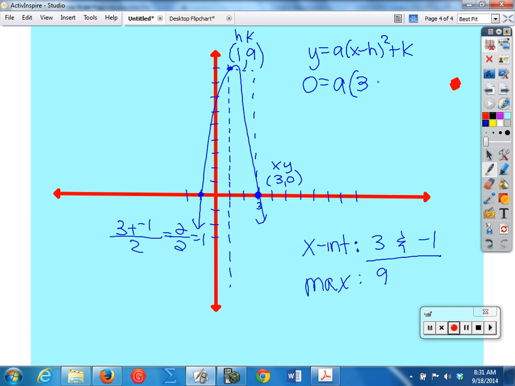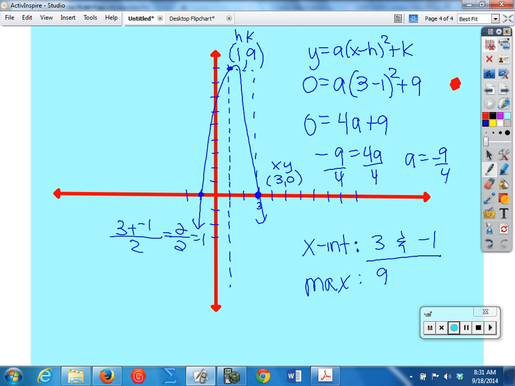-1 plus 9. So I had 0 equals, what is 3 minus 1 squared? 4. So make sure that you're doing, don't do 3 squared minus 1 squared. Make sure you do in parentheses first. 3 minus 1 is 2. Squared is 4. So now, to solve that, -9 equals 4a. Divide by 4. So A equals -9/4.